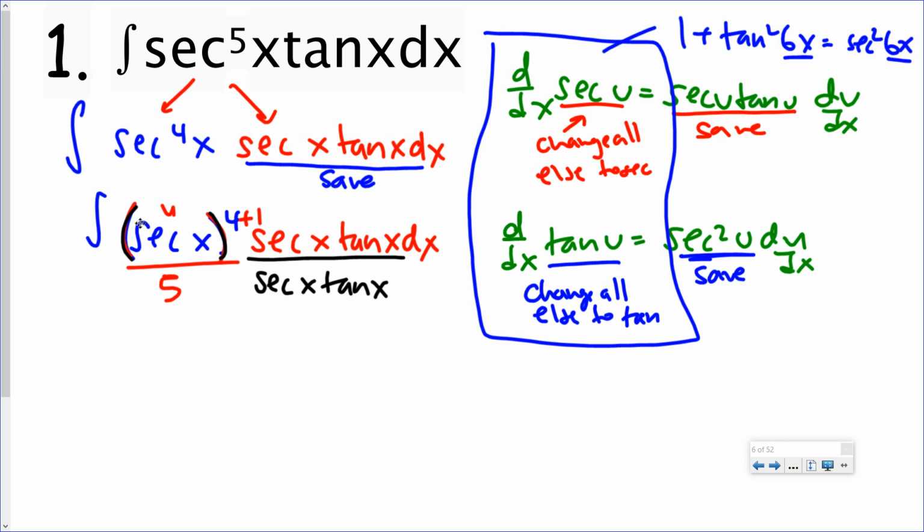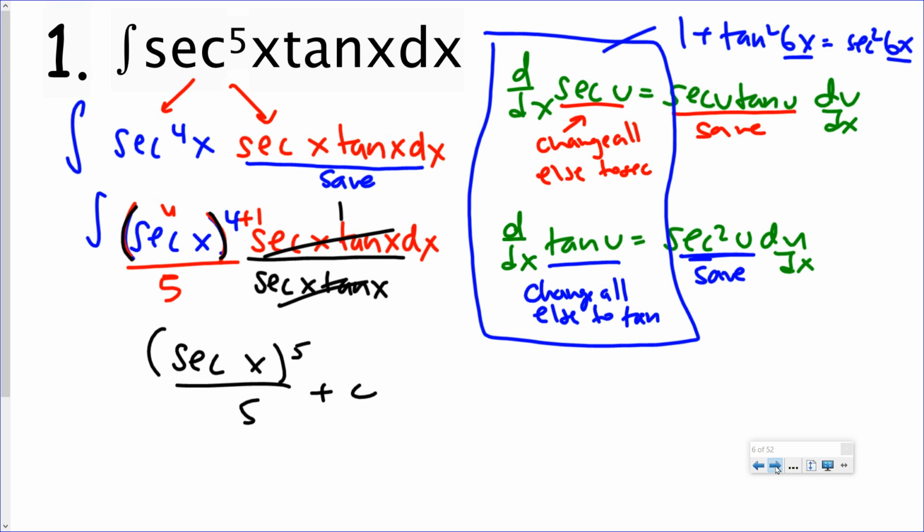All right? Not counting your u, do my x's cancel out? Yes, they do. So this answer is secant x raised to the 5th power over 5 plus c. And I don't care if you put that 5 back in or you leave it on the outside. I think leaving it on the outside makes it a lot clearer, but if you put it back in, that's a good answer also. Any questions about how to do number 1?